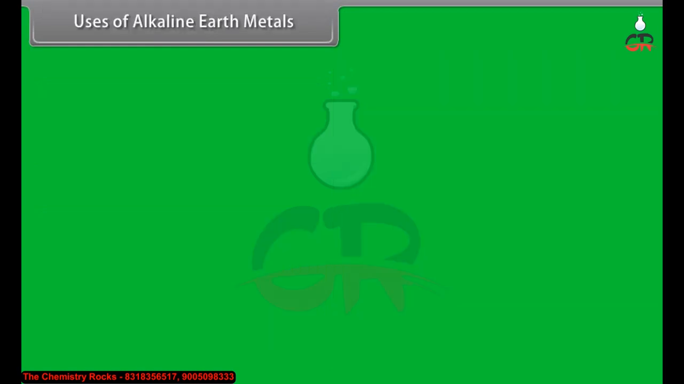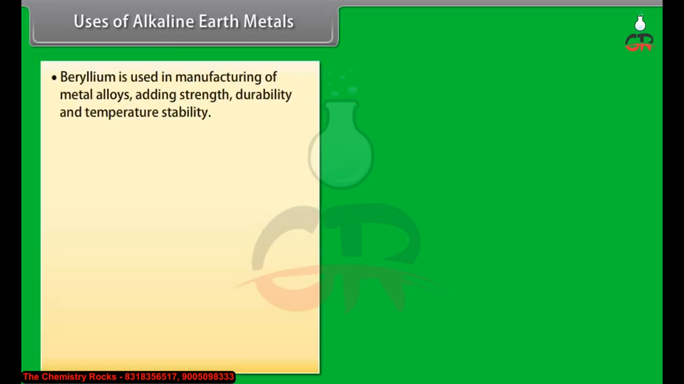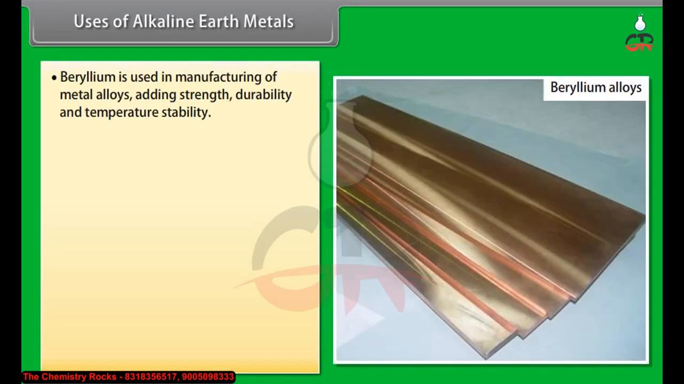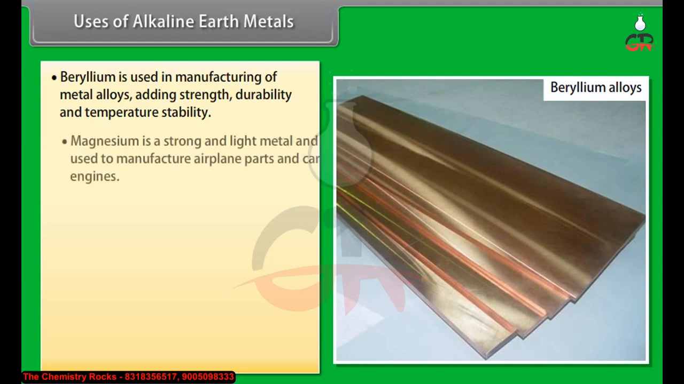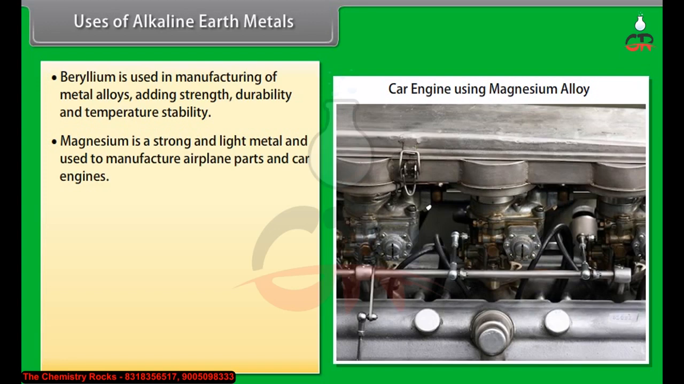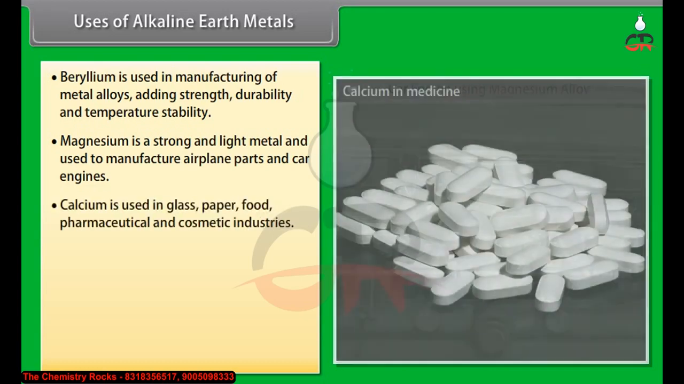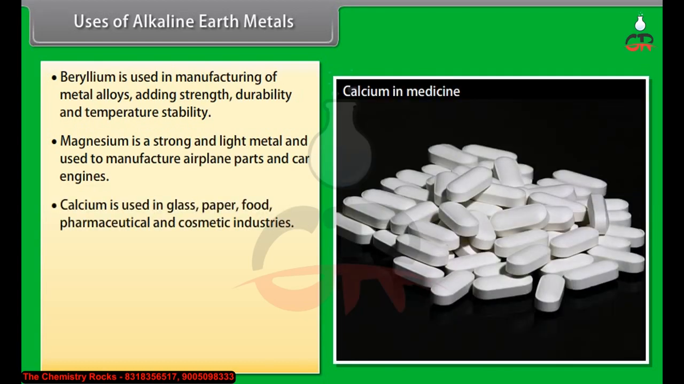Uses of alkaline earth metals. Beryllium is used in manufacturing of metal alloys, adding strength, durability and temperature stability. Magnesium is a strong and light metal and is used to manufacture airplane parts and car engines. Calcium is used in glass, paper, food, pharmaceutical and cosmetic industries.